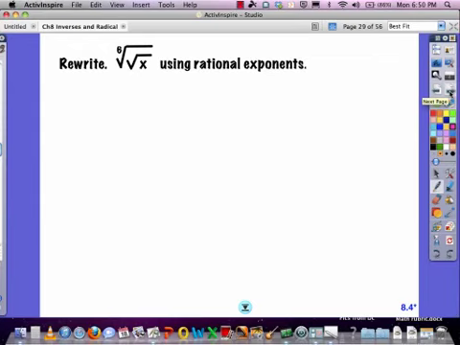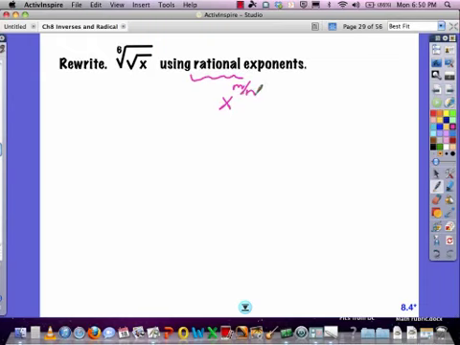Now this is a little different look. Take a look. I have a square root originally around the x, and then I have a sixth root. And it says rewrite using rational exponents. So you want to say, oh, rational exponents, those are those fraction looks. So you're thinking x to the power of m over n.